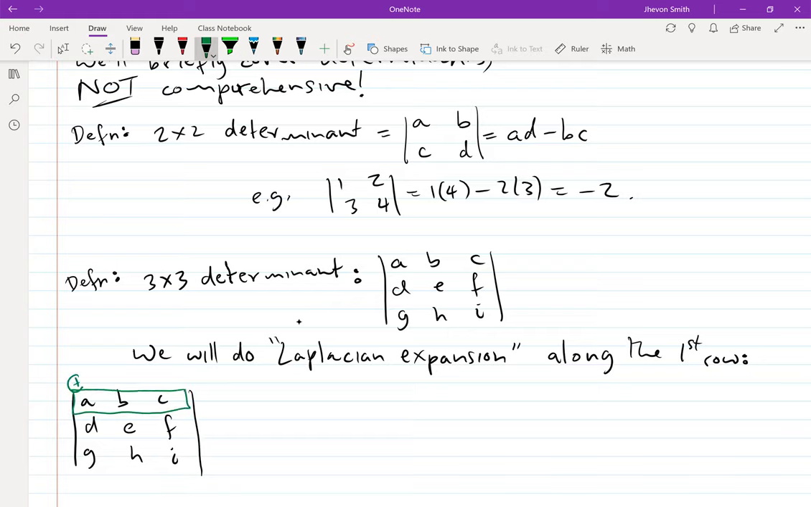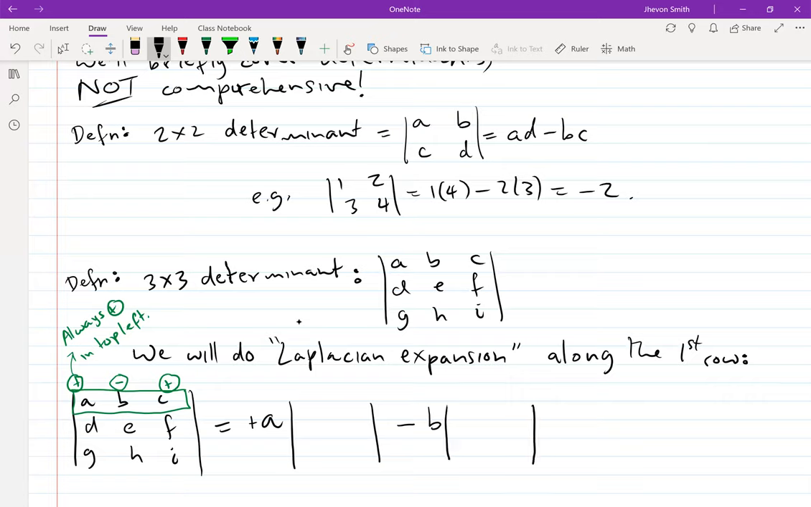It's always a plus sign in the top left corner, and you alternate signs going throughout the matrix. But if I'm only focusing on the first row, this would take a minus sign and that would take a plus sign. So always plus in the top left. Now, what does this actually look like? It will be a linear combination of 2x2 determinants: plus A times a certain 2x2, minus B times a certain 2x2, plus C times a certain 2x2. The signs alternate, plus, then minus, then plus when you're going along the first row.